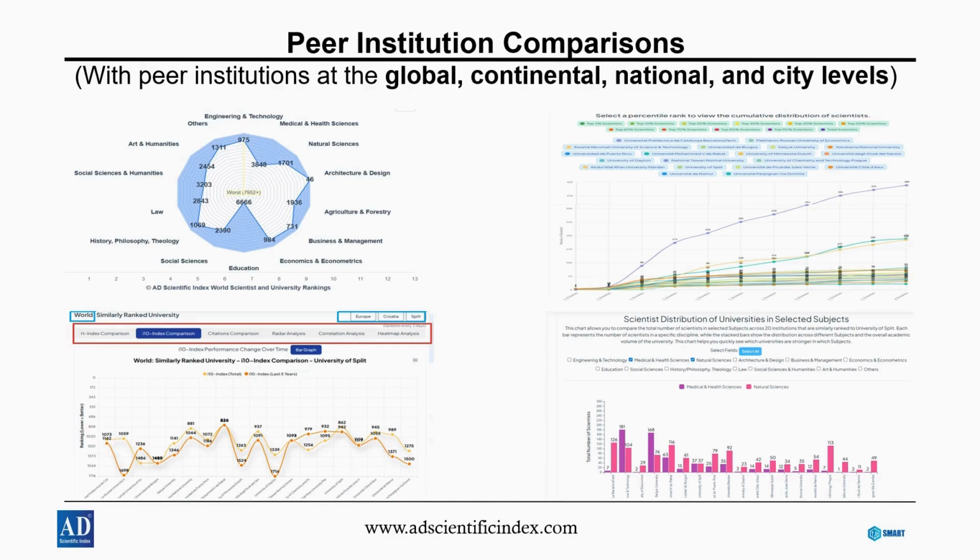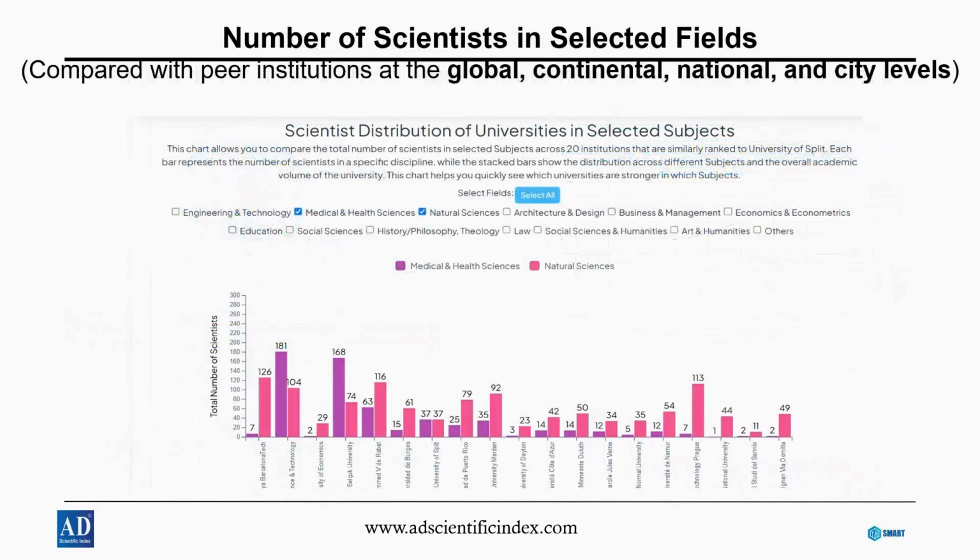Using an interactive chart, institutions can view how many scientists each university has in specific subject areas, such as medical and health sciences or natural sciences. The comparison across 20 similarly ranked institutions helps identify strengths and disciplinary focus areas, enabling a deeper understanding of academic capacity in different fields.